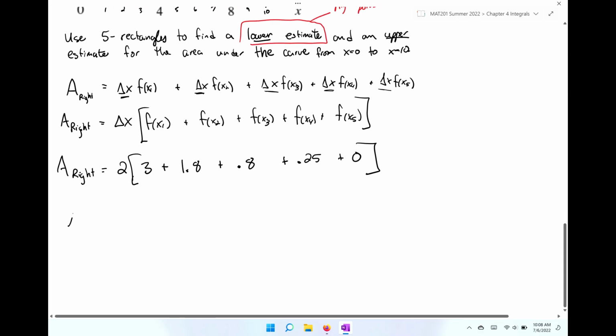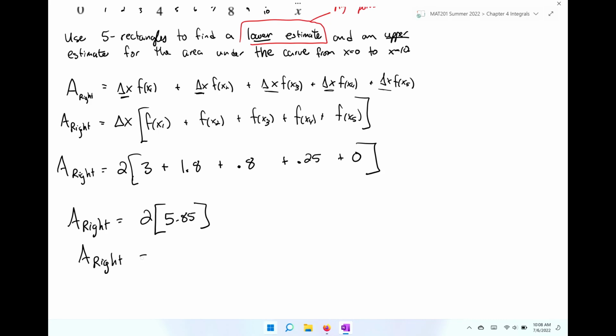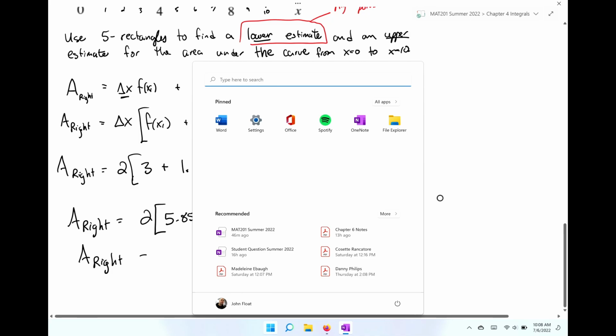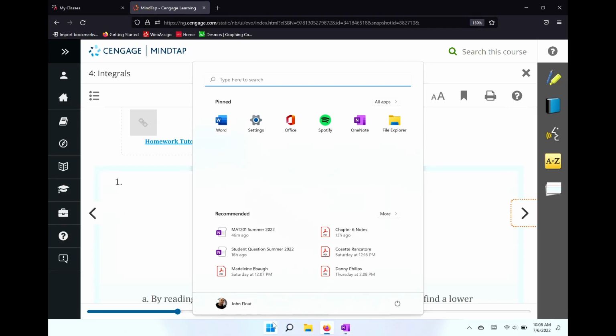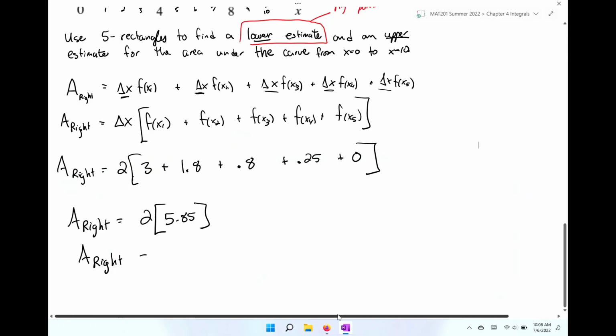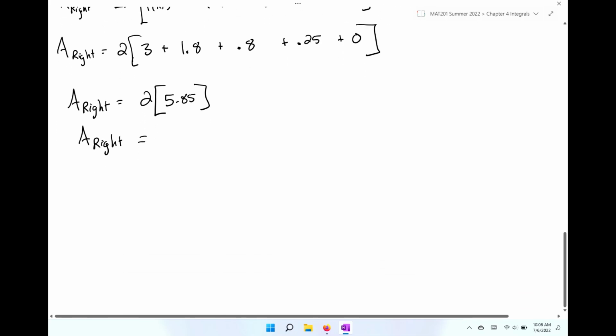So when I add this up, I came up with 5.85. And then when I take 5.85 and multiply it by 2, come on, why does it do that all the time? So when I add everything up and I multiply by 2, I get approximately 11.7, which we could just say is 12.